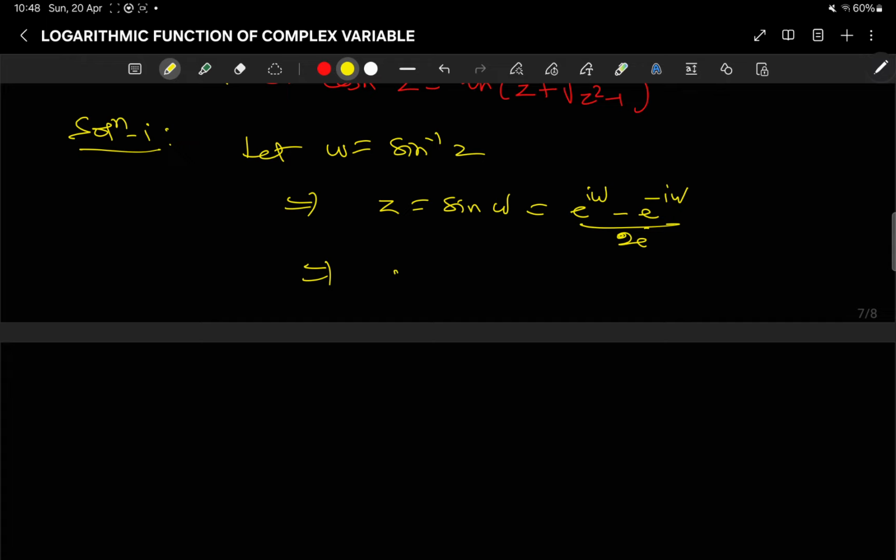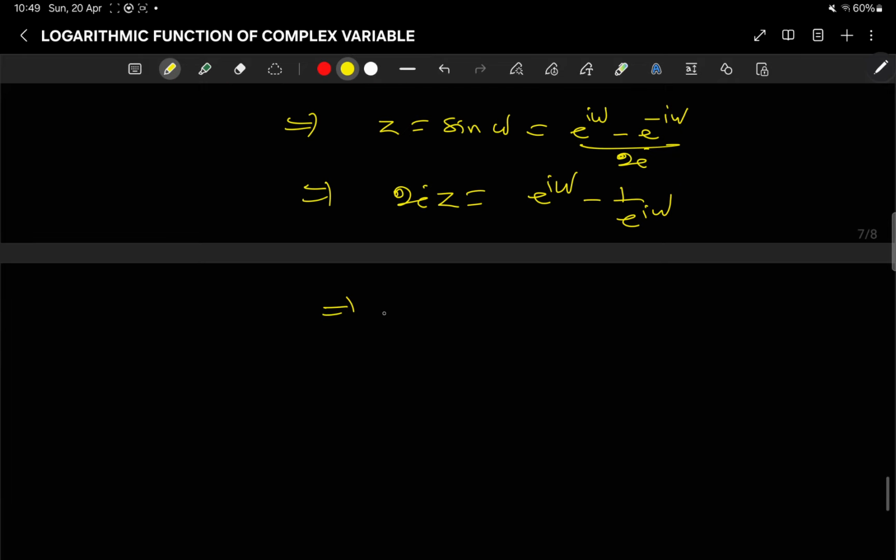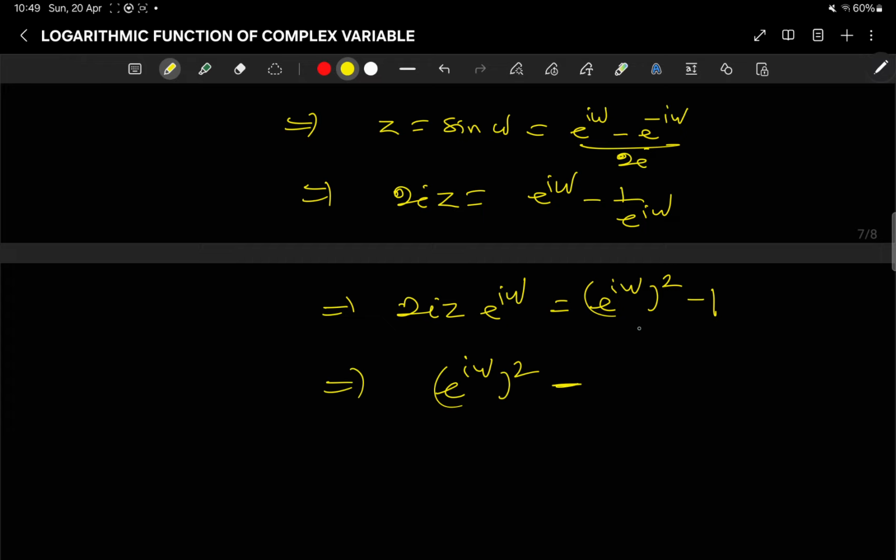So that means my cross multiplication gives 2iz = (e^(iw) - 1/e^(iw)). So that means 2iz e^(iw) = (e^(iw))^2 - 1. So that means (e^(iw))^2 - 2iz e^(iw) - 1 = 0. So this is a quadratic equation.